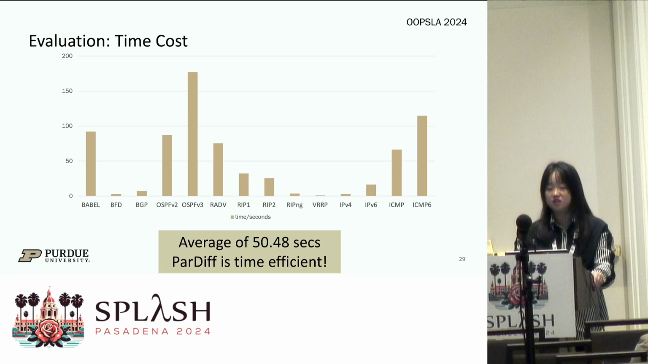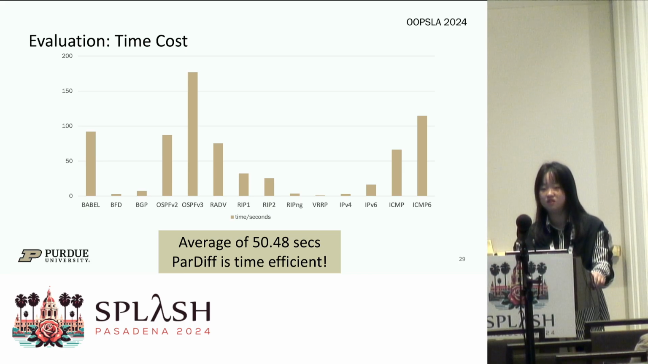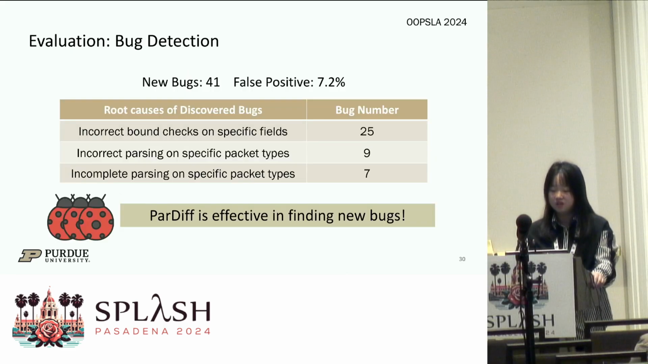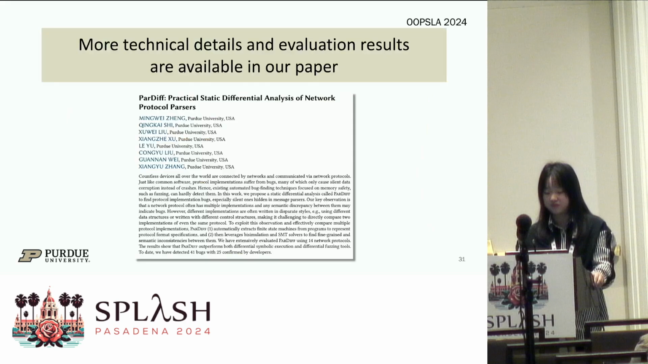It takes ParDiff an average of around 50 seconds to finish each protocol. This includes lifting both formats from the two implementations, transforming the formats into finite state machines, and doing bisimulation on the finite state machines. In total, ParDiff found 41 new bugs in real-world parser implementations, with a false positive rate of only 7%. So you can see ParDiff is quite efficient in bug finding.